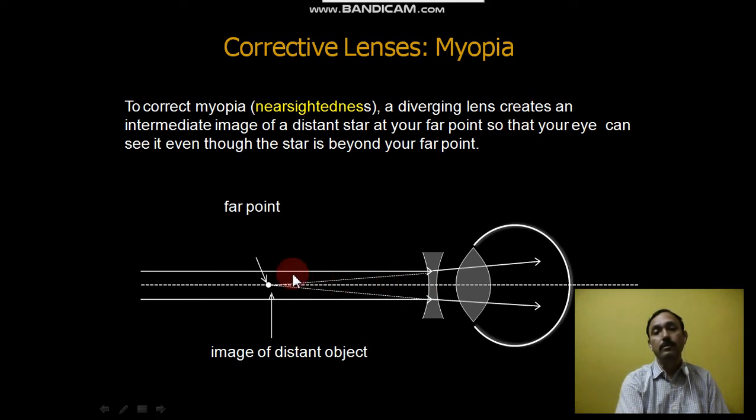Now when star rays are coming, distant star rays are coming, then it is going around this direction. This is refracted and diverging. So if we extend, it looks like it is coming from this point. So this point is a far point. Image of distant objects is produced here. So using the diverging lens, this nearsightedness can be corrected.